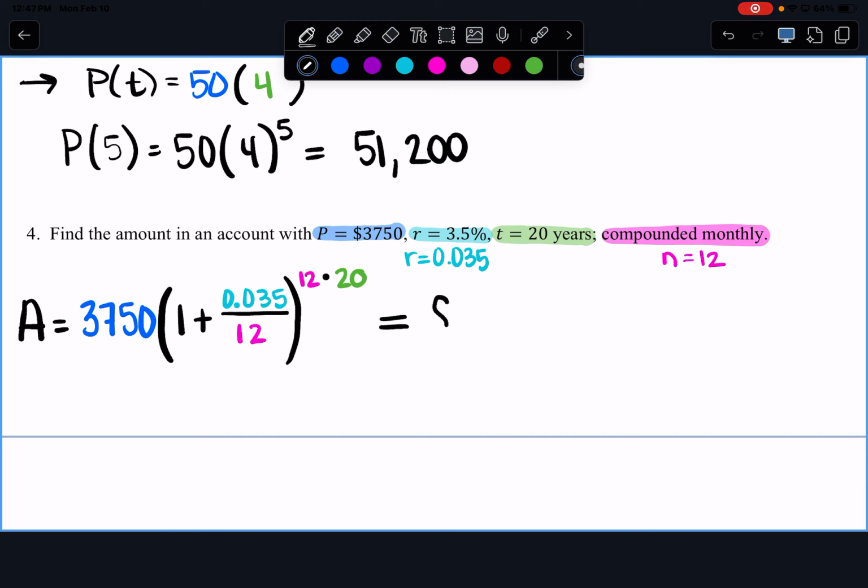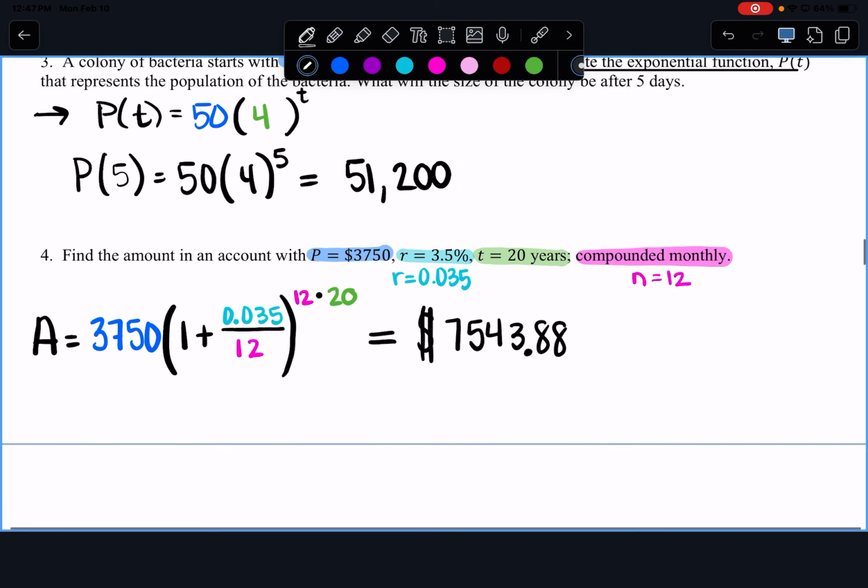And how many decimal places do we round money to? 2. So go ahead and plug that in and tell me how much money we get. 7,543. Perfect. And that is our answer.